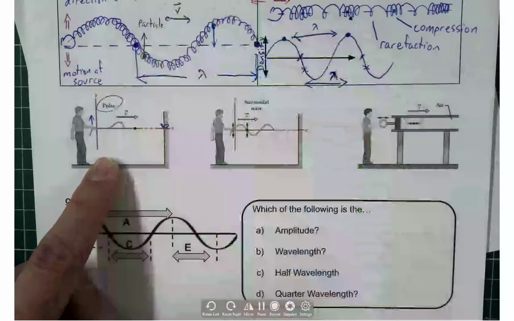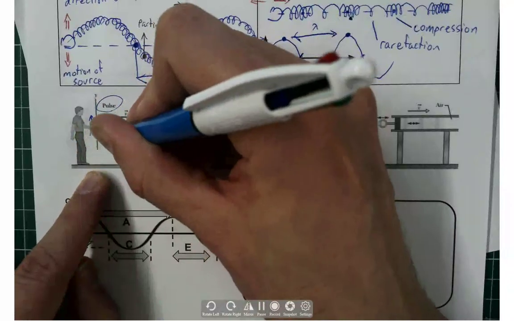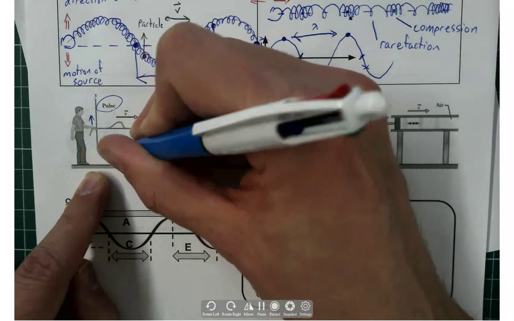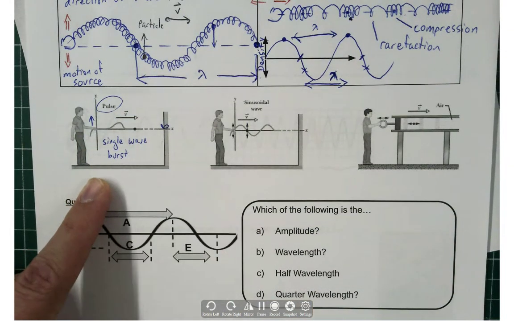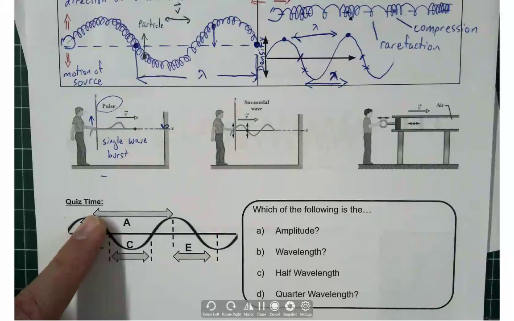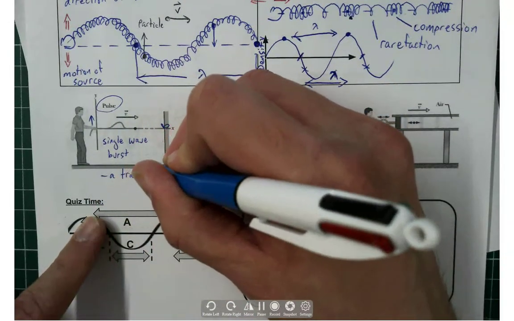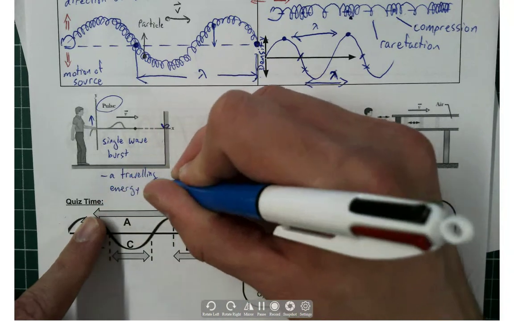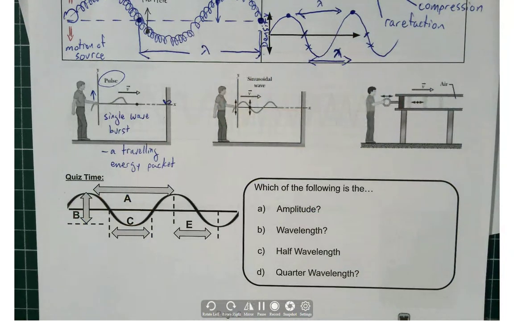I want to circle that. That is a pulse. It's a single wave burst. That's my nice slang little wording for what a pulse is. I've heard other people call it a traveling energy packet. Just a pulse. How'd you send it? Just a jerk.